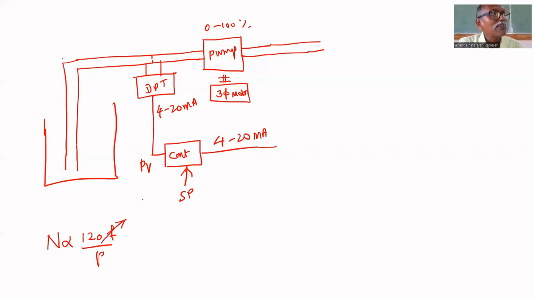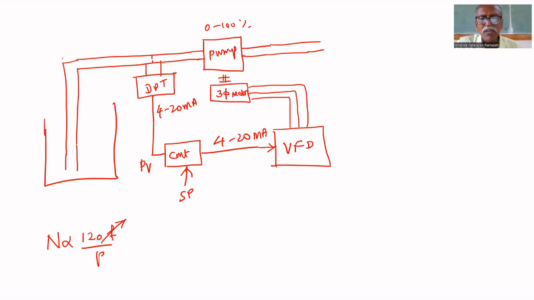Here what we are getting is constant frequency, 50 hertz. That's why if you give that power supply to any motor, the motor speed will be constant. But we want to vary it according to 4 to 20 milliamps. That's why a power electronic device called VFD, variable frequency drive, is used. To that, this 4 to 20 milliamps is given, and it gives a three-phase power supply to this motor.